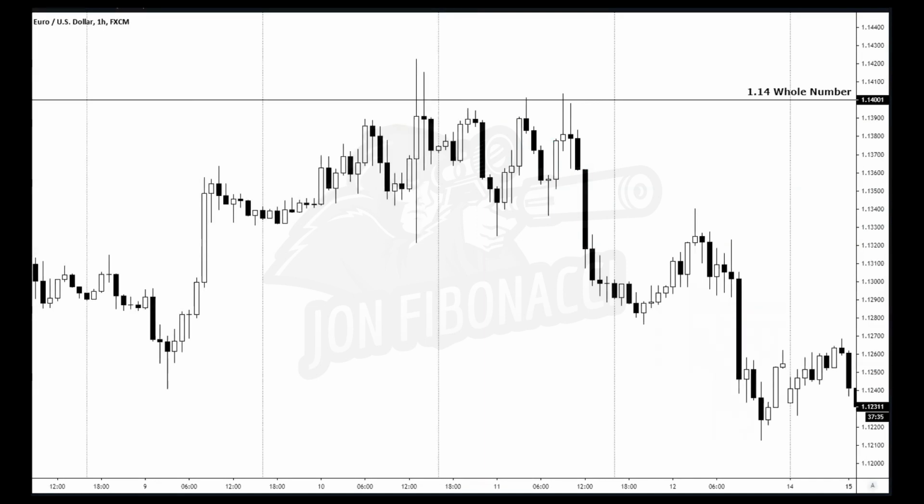So we've zoomed in to a 1 hour chart of the Euro USD, and the only markup I currently have is the 1.14 whole number. Okay, so I kind of gave that to you. And of course, this is hindsight. All right, it is what it is.